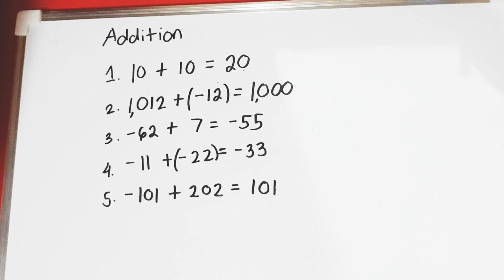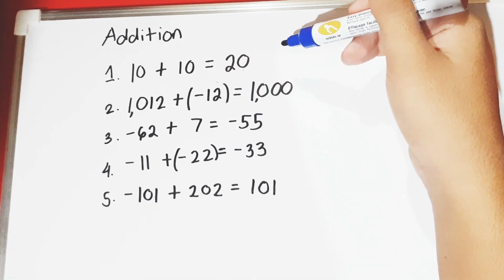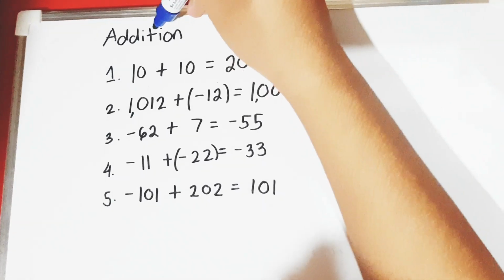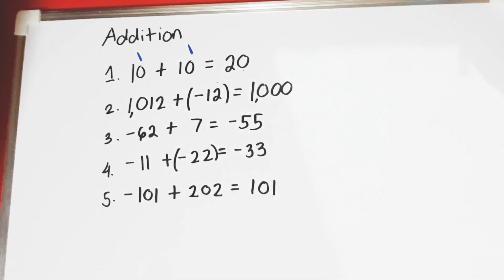So here we will be discussing addition. We have discussed what integers are, and next will be the addition of integers. Here we have 5 cases. Case number 1 is when both are positive. So 10 plus 10 is equal to 20. The one 10 is positive and the other 10 is also positive, so they will be added. So 10 plus 10 is equal to 20.